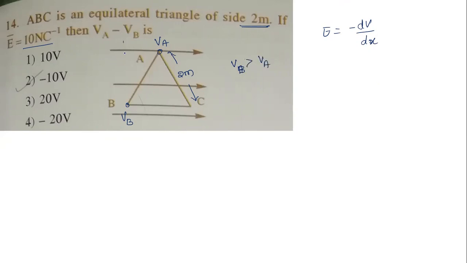Because look, if I draw the lines like this, the electric field, we know from this relation, is in the direction of decrease in potential. Electric field is in this direction, so the potential at B must be greater than the potential at A.